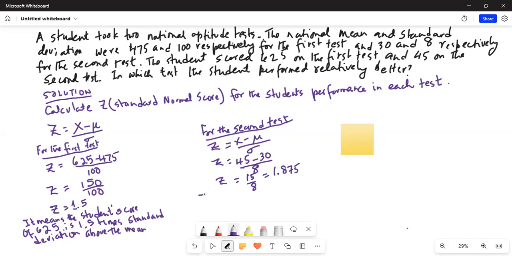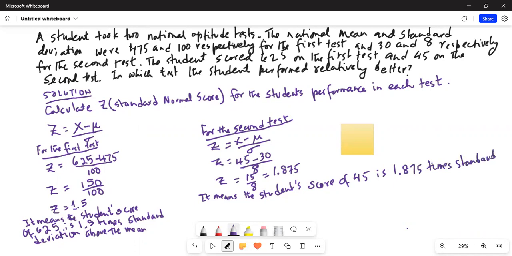So it means the student's score of 45 is 1.875 standard deviations above the mean. Above the mean.